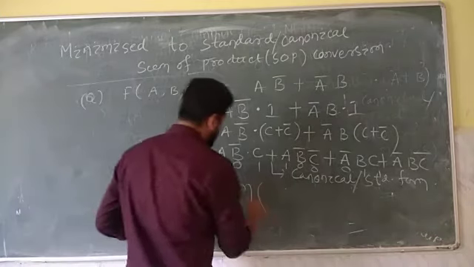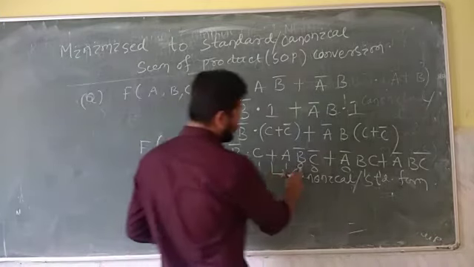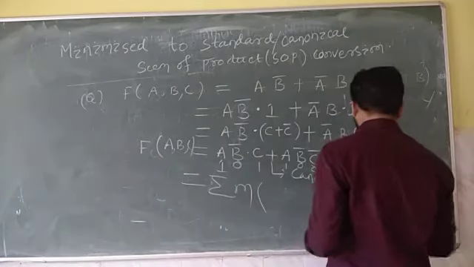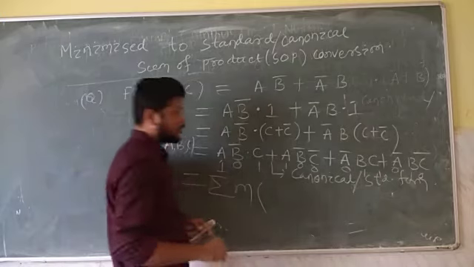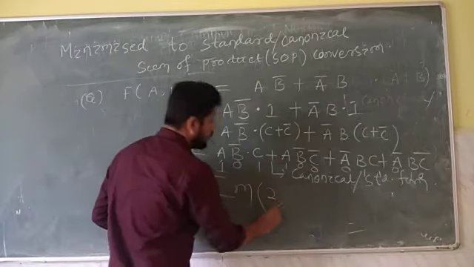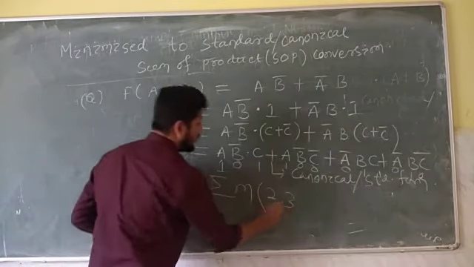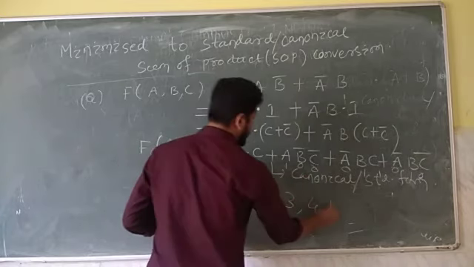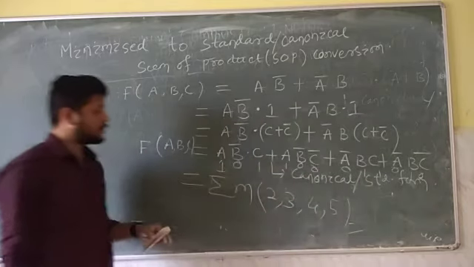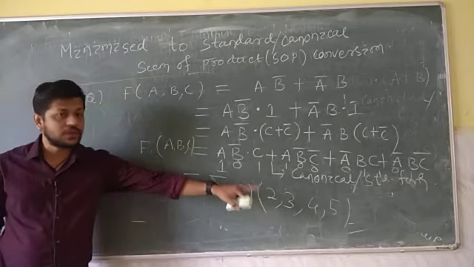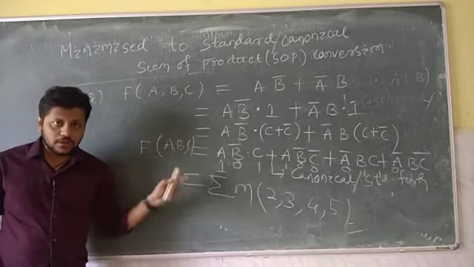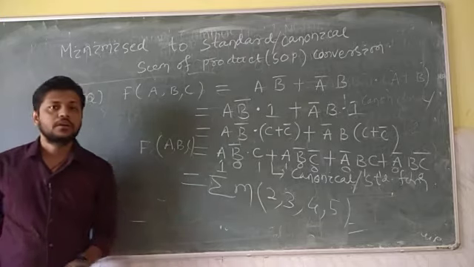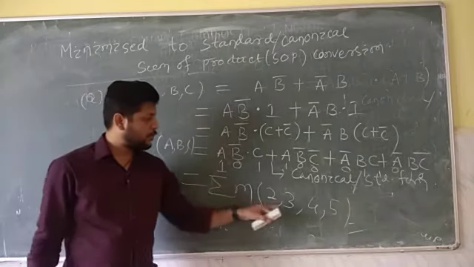So how to write? 101 means 5, 100 means 4, 011 means 3, and 010 means 2. So what terms are present? 010 is directly 2, 011 is 3, 100 is 4, and 101 is 5. So the expression consists of min terms 2, 3, 4, 5, and all the min terms are added. Hence this notation is known as summation. So summation of m 2, 3, 4, 5.